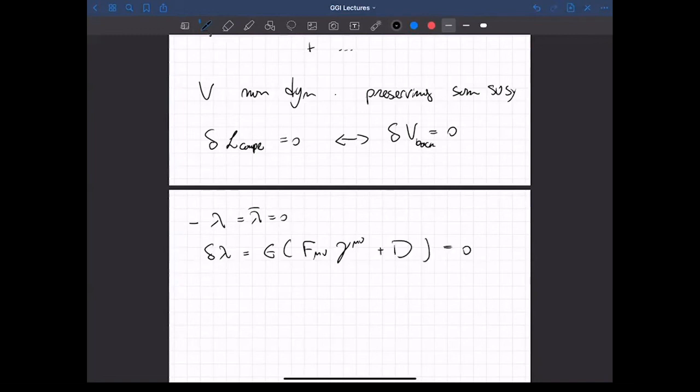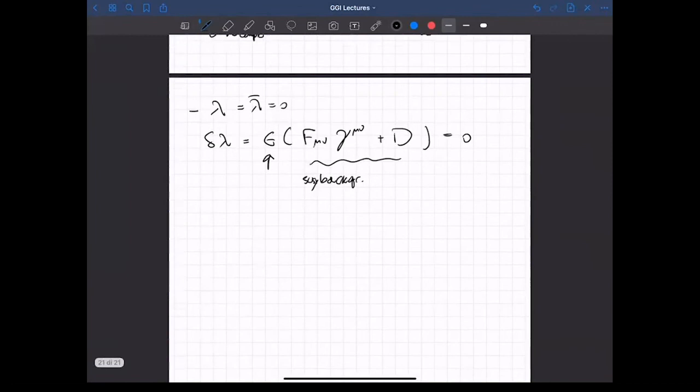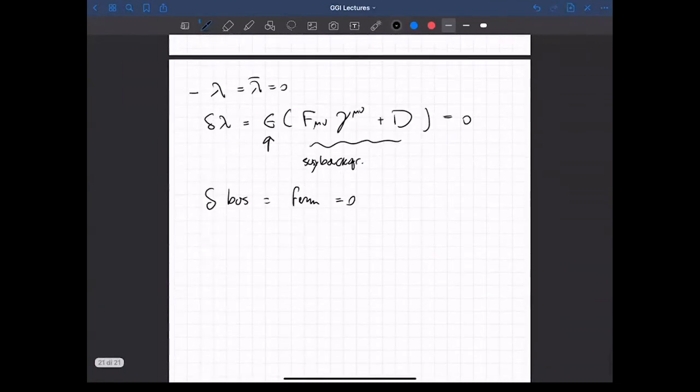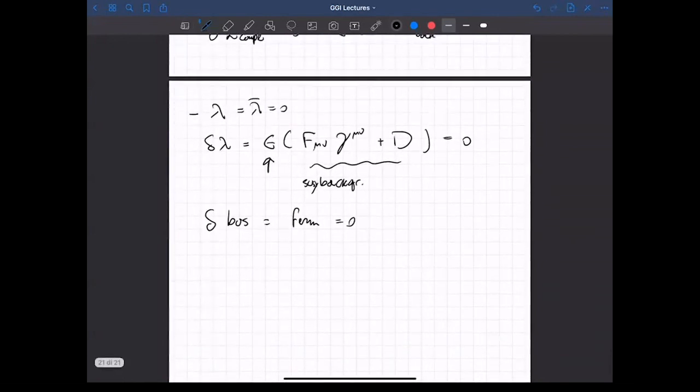And you have to impose that this is zero. So this is an equation both for epsilon, but also for the background. Here you determine your SUSY background. If you can solve this, you are done, because then the variation of the boson is proportional to your fermions, but you have set them to zero, so this is okay. Essentially, that is the idea.